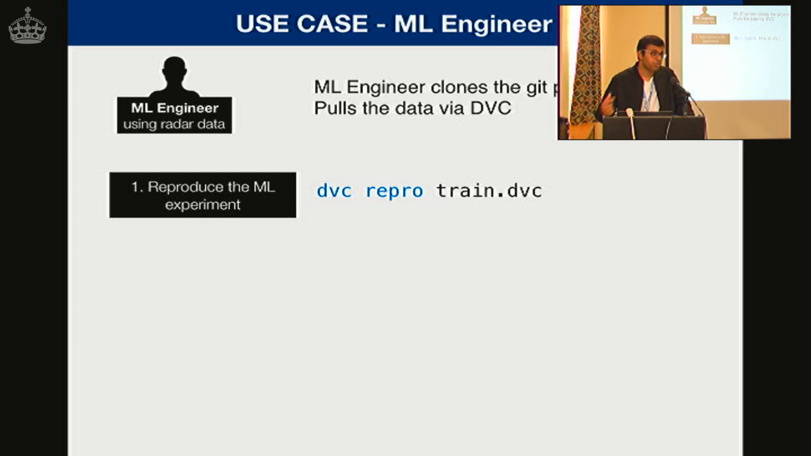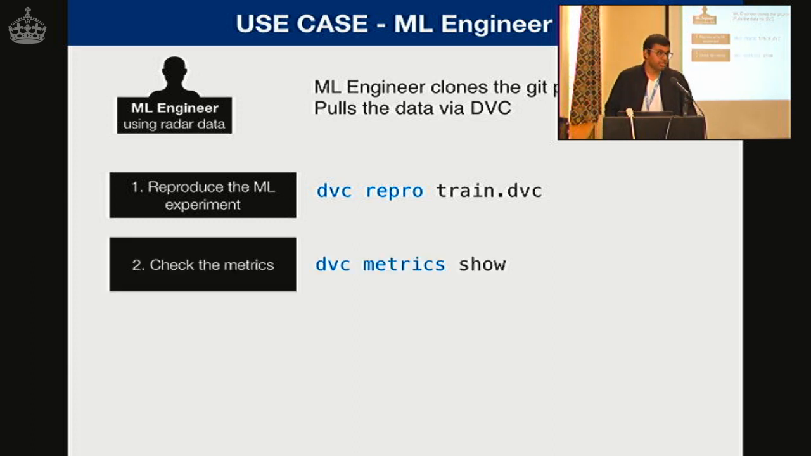So she wants to reproduce the experiment done by her colleague, and then she wants to see what the accuracy is. So she just says dvc metrics show. All of these commands are kind of intuitive, and for users who use Git already, you can get started right away.